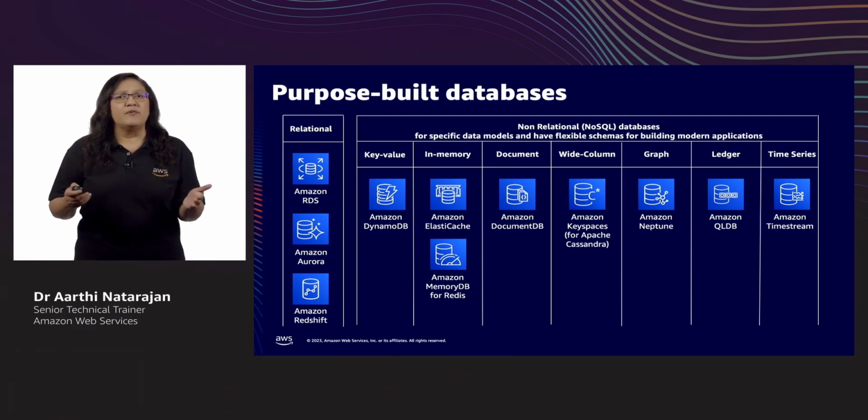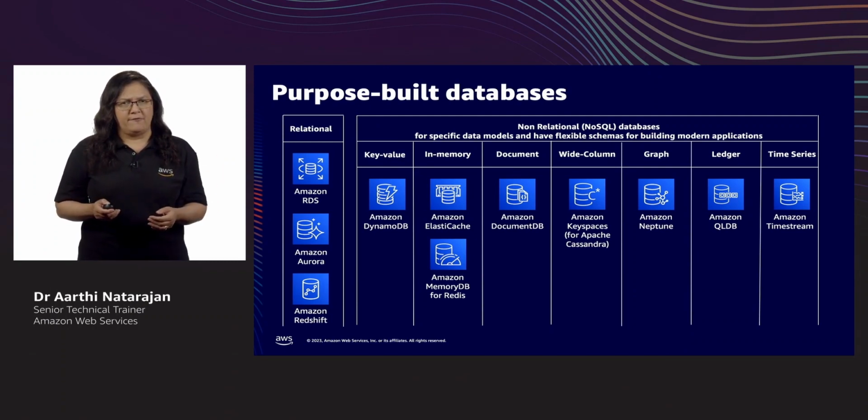In-memory databases are used for applications that require real-time access to data. They are used for caching, session management, gaming leaderboards, and geospatial applications. Document databases are designed to store semi-structured data, like JSON documents. They're used for content management, catalogs, and user profiles.